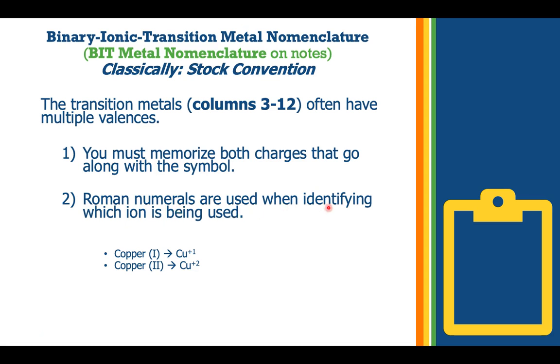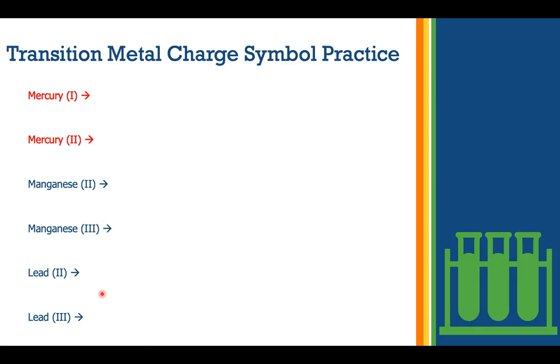Roman numerals are used when identifying which ion is being used. So for copper 1, we have Cu, our chemical symbol, and then we have a +1 at the top right. For copper 2, we have a Cu, our chemical symbol, and we have a +2 as our superscript. Alright, we're going to pause the video and do some transition metal charge symbol practice. These two are in red because they're going to be a little bit tricky.